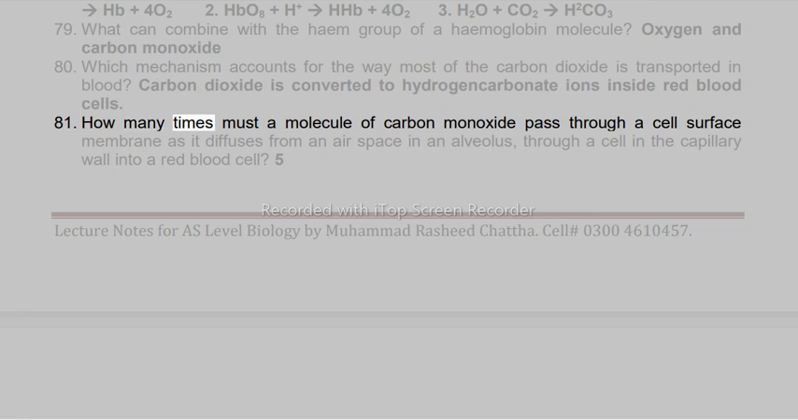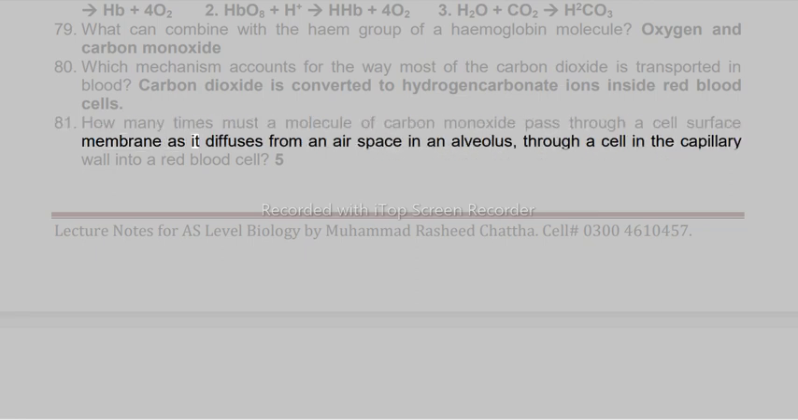81. How many times must a molecule of carbon monoxide pass through a cell's surface membrane as it diffuses from an air space in an alveolus, through a cell in the capillary wall into a red blood cell?